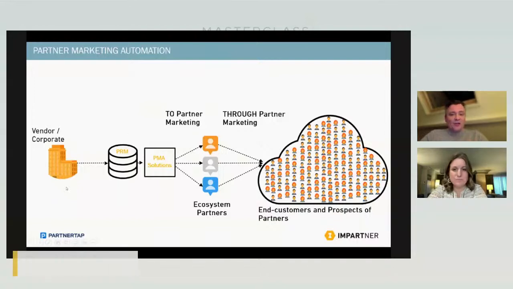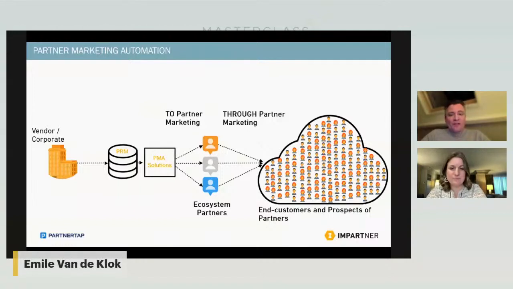You can see the ecosystem partners. That can be your transactional partners, your non-transactional partners. You can see 3 partners right here, but it can be thousands, right? So PMA, partner marketing automation, gives you the opportunity in a centralized way to communicate from a vendor perspective to your partners. So you can do marketing to your partners. If you do a product launch, you've got new information, then you can inform all your partners, the right partners at the right time with the right content about what's coming up.